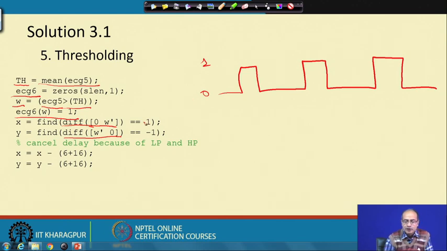Now, after the differentiation operation, we are trying to catch the places where a transition is happening from 0 to 1. Okay. So, we are catching those indices here in the vector x, and wherever it is becoming 1 to 0, that is caught here and collected in this vector y. Okay. So, once these two are collected, then we know where the post is starting and where the post is ending.